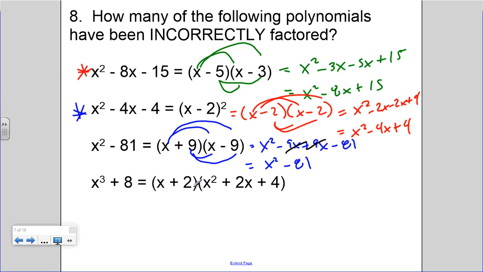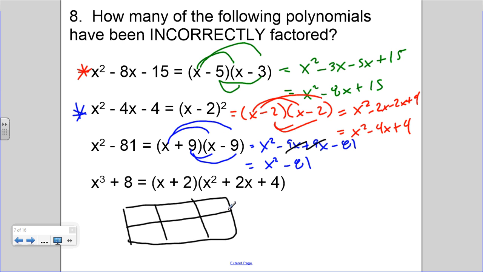For the third one, it's not FOIL, it's distribute to everything. So x goes to everything and 2 goes to everything. But to help keep track, I would definitely recommend using a box for this one. And we need a 2 by 3 box because we have 2 terms times 3 terms. So I would put x plus 2 on this side here and x squared plus 2x plus 4 at the top.